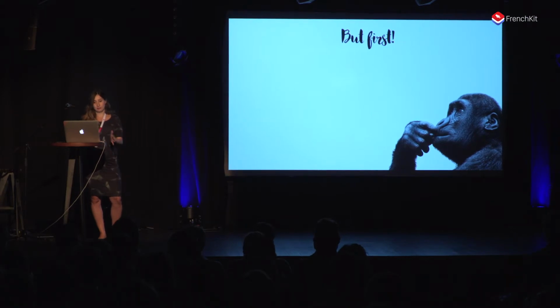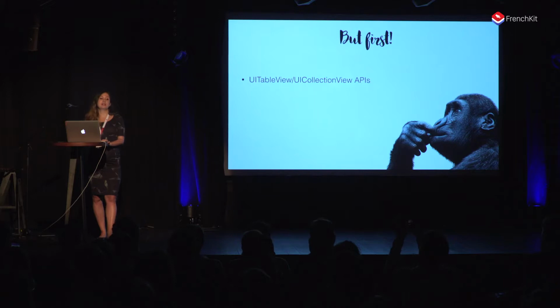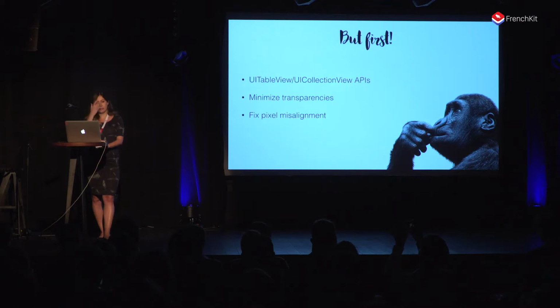But before we jump in, I would like to mention that before considering any CPU, GPU optimization, there are several things you should do that will probably resolve the vast majority of your scrolling issues. So first of all, you should take advantage of UITableView and UICollectionView APIs provided by UIKit. So this means using such methods as estimatedRowHeight, tableView willDisplayCell wherever appropriate. You should minimize transparencies by setting subview background colors to solid whenever possible. You should fix all pixel misalignment by making sure that each frame starts and ends on a full pixel.